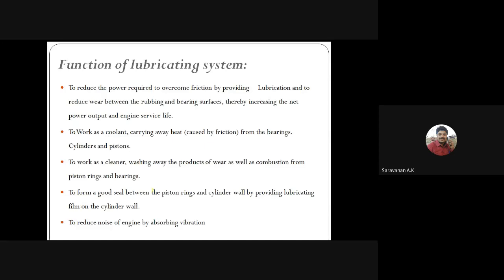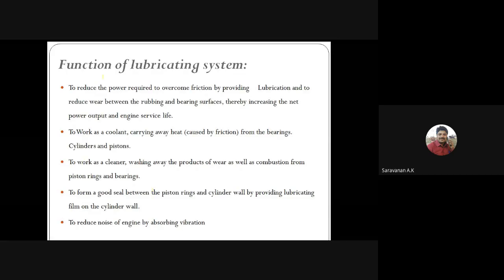It also provides the cooling effect while lubricating. While lubricating, it also carries some heat from the engine or from the machine surfaces, right? It will deliver it to the surrounding also. It will also help to reduce the noise, right? So these are all the main functions.